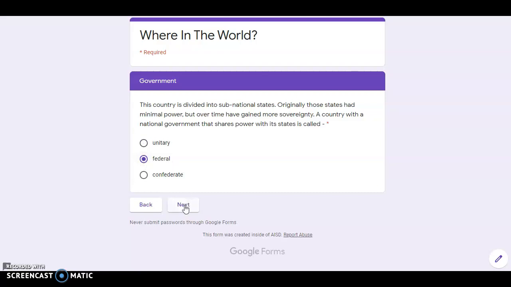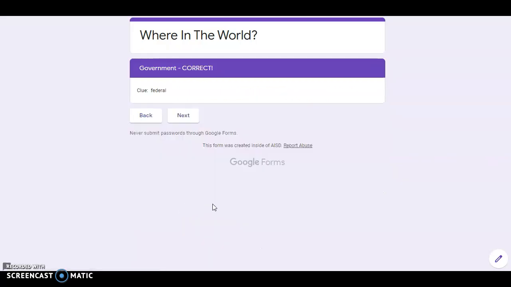They choose their answer, click next. Oh, they got it right this time. So ideally they would write down the word federal because that's their first clue. So the country that we're looking for at the end is a federal country.